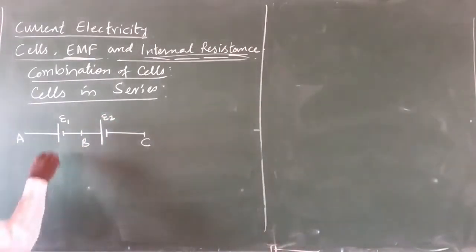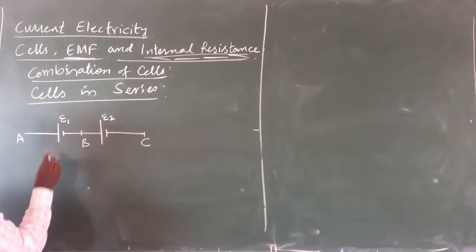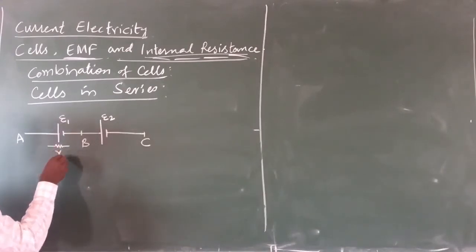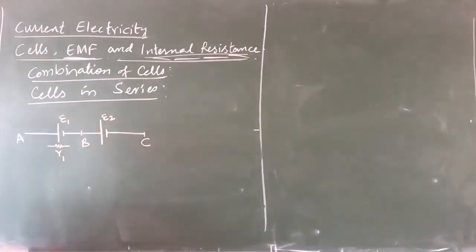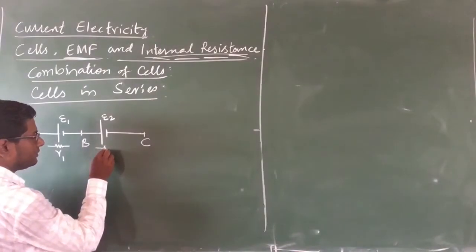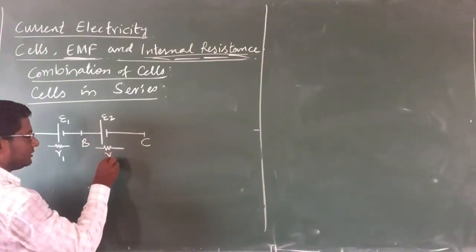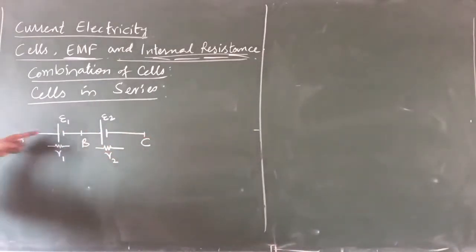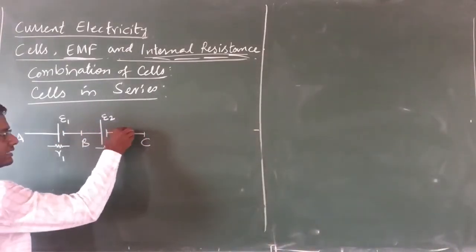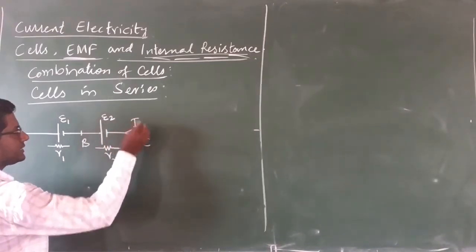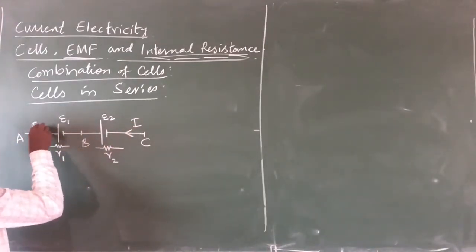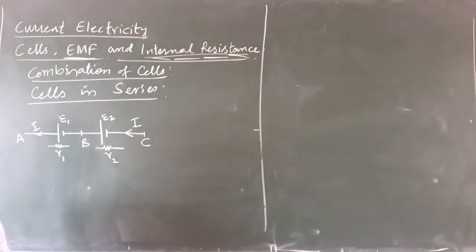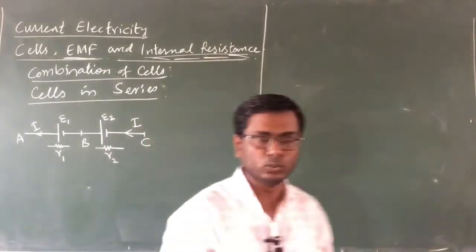At the same time, this cell will have some internal resistance. I will put a small resistance here, and this I will call R1. It is a small letter r. And similarly, this is again R2. Because there is a single line across which these two cells are connected, there will be a single current flowing, and that I'm going to call I. The same current comes out of the positive terminal of cell 1, and the same current goes into the negative terminal of cell 2.